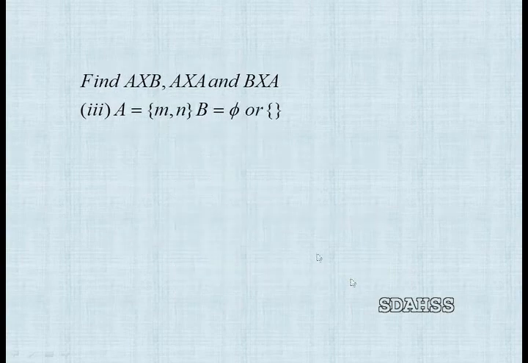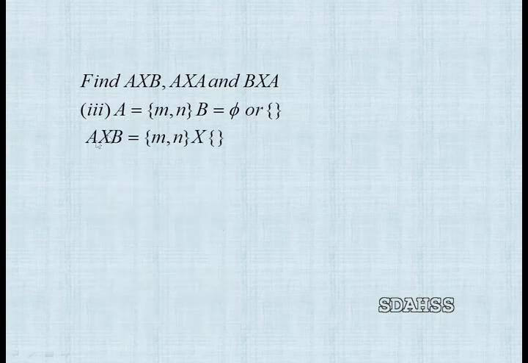Subdivision 3. A is equal to the set {M, N}. B is equal to phi or empty set. First A cross B. Here A is equal to {M, N} cross B, the empty set. Here we cannot find the Cartesian product because set B has no elements. Set B is an empty set, so we cannot find the Cartesian product. So the answer is empty set.